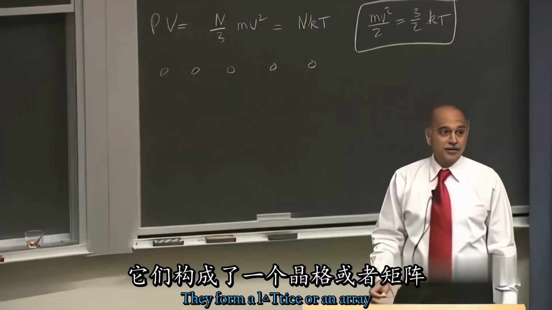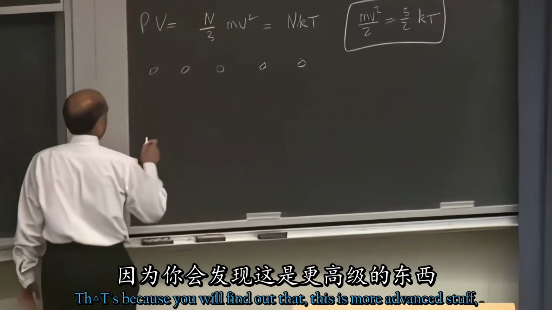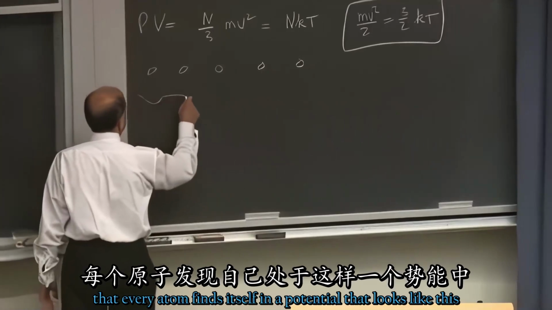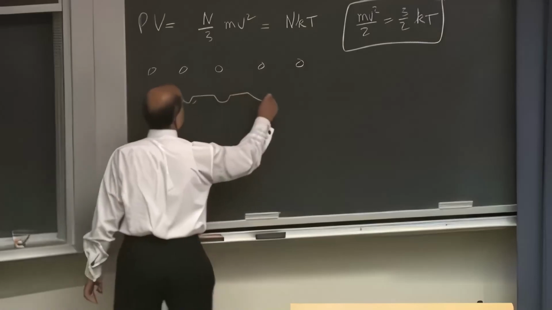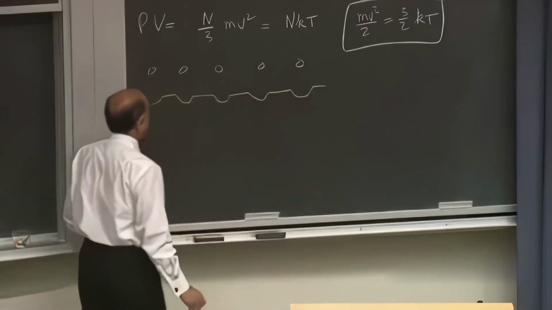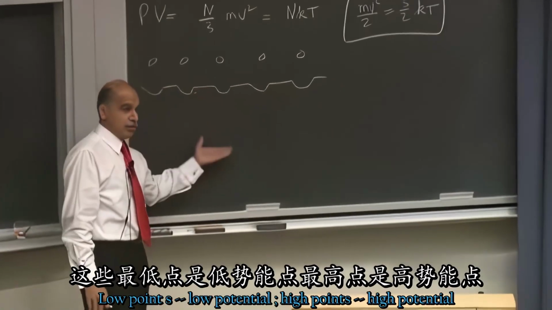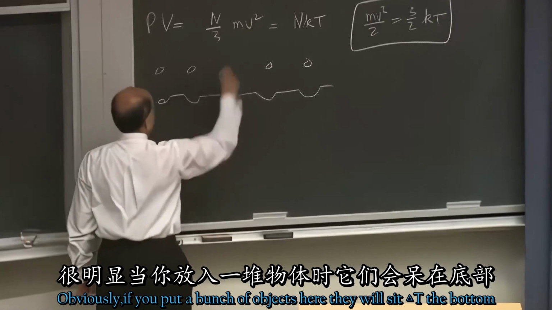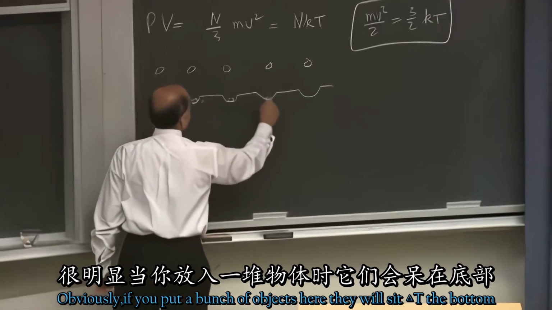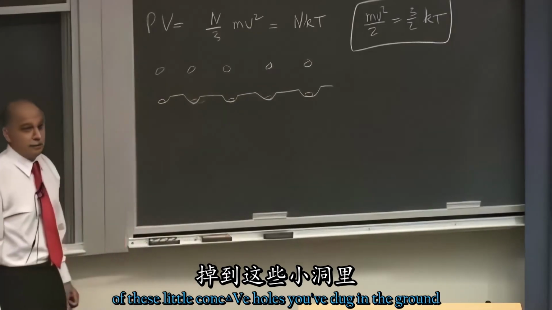They form a lattice or an array. That's because, and this is more advanced stuff, every atom finds itself in a potential that looks like this. Imagine on the ground you make these hollows, low points, low potential, high points, high potential. Obviously, if you put a bunch of objects here, they will sit at the bottom of these little concave holes you've dug in the ground.